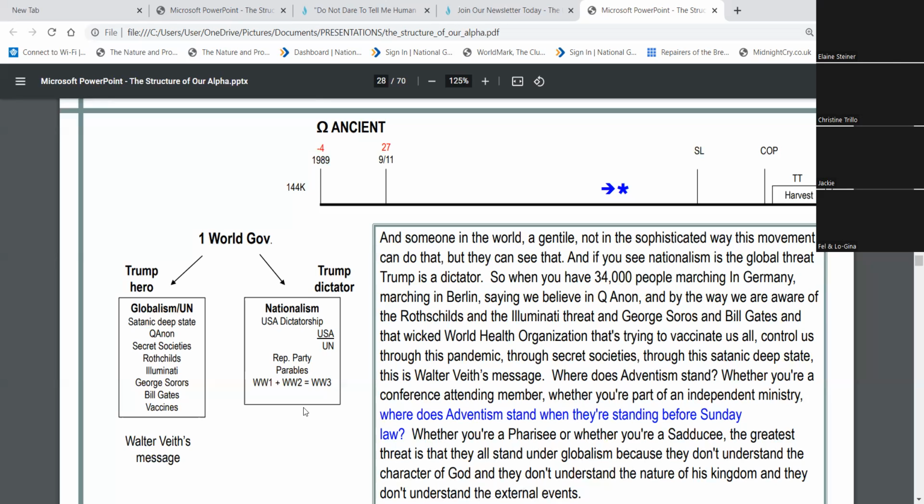Where does Adventism stand? Whether you're a conference-attending member or part of an independent ministry, where does Adventism stand when they're standing before Sunday law? Whether you're a Pharisee or a Sadducee, the greatest threat is that they all stand under globalism, because they don't understand the character of God and they don't understand the nature of his kingdom and they don't understand the external events.